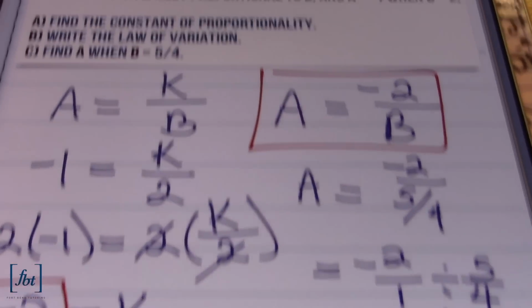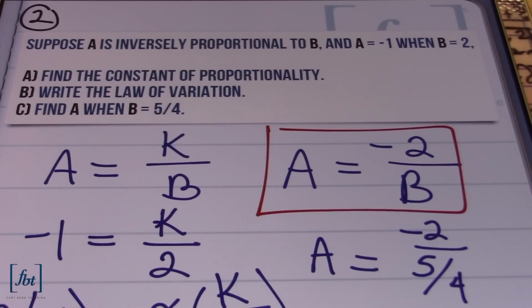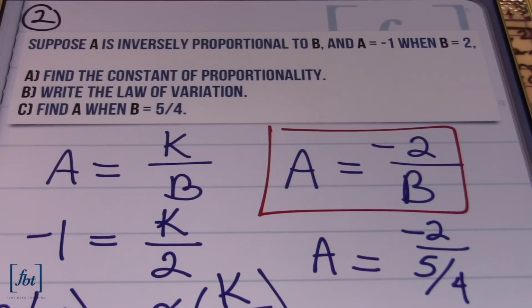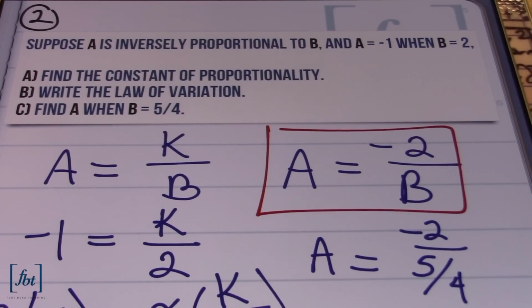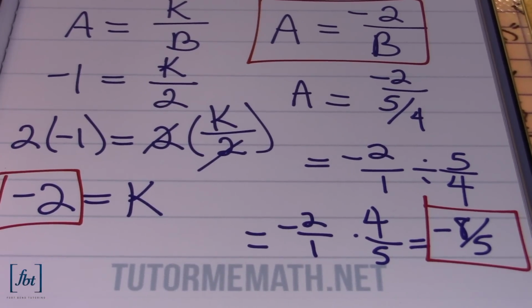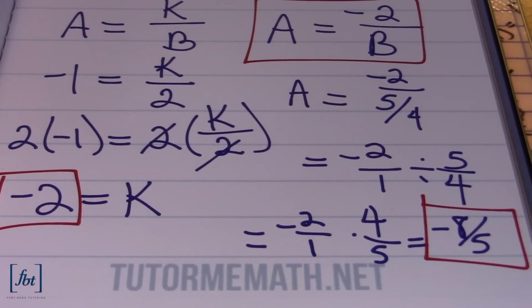So once again, in our original problem, they asked us to find the constant of proportionality. We solved that. They then asked us to write the law of variation. We did that by plugging our constant of variation into our setup to get our variation equation. Then they asked us to find A when B equals 5/4. And so we plugged in 5/4 for B and simplified it to get our answer. You did a great job. Okay, so that's problem 2.